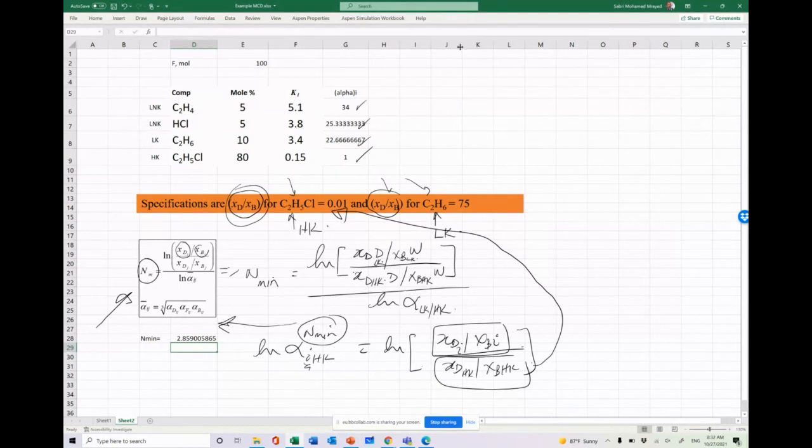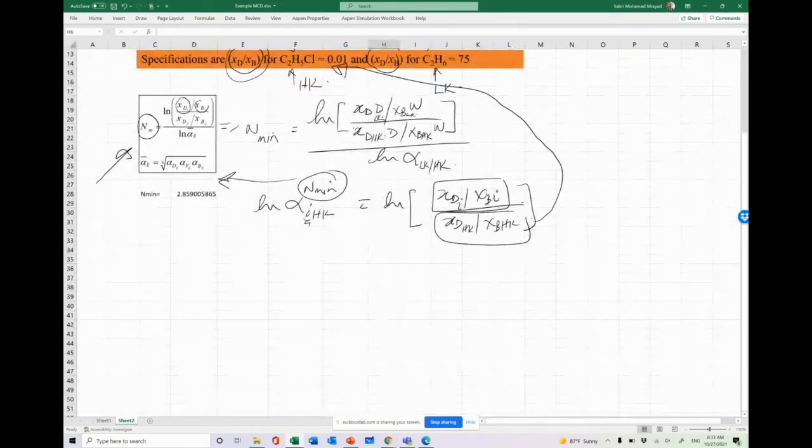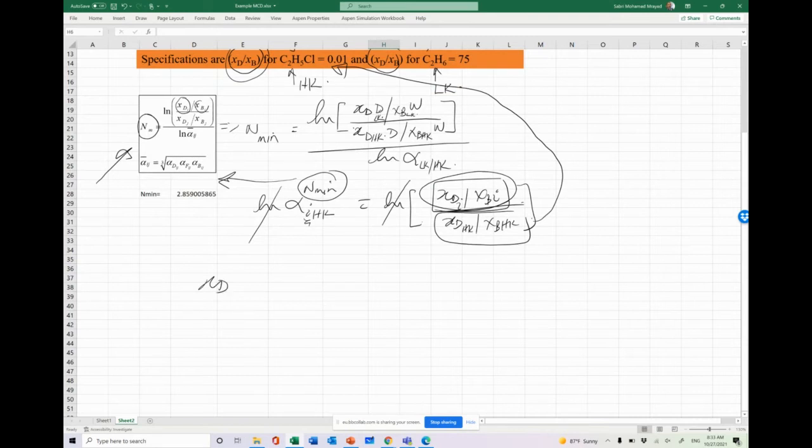So all I have to do is write down here. I would like to calculate xd over xb for each component. I repeat the equation for each component. Now from this one, you can see ln will cancel with ln, so xd over xb of that component I will be the xd over xb of the heavy component, multiplied by alpha of that component relative to the heavy key to the power N minimum. Okay, so this is what I will write for each component here.